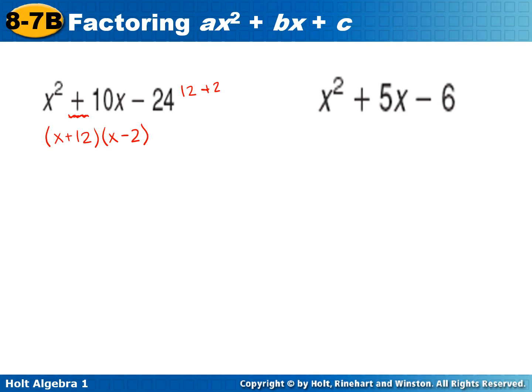Next one, C is negative, so factors of 6 that subtract to get 5. 6 and 1. Since C is negative, they will have different signs. The larger value gets the matching sign of B. So x plus 6, x minus 1.